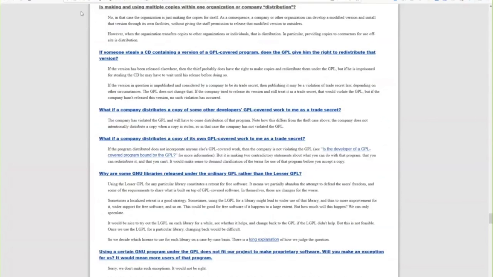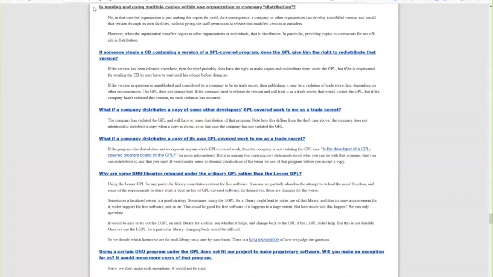So in their FAQ, the FSF says, is making and using multiple copies within one organization or company distribution? No, in that case, the organization is just making copies for itself. As a consequence, a company or other organization can develop a modified version and install that version through its own facilities without giving the staff permission to release that modified version to outsiders. However, when the organization transfers copies to other organizations or individuals, that is distribution. In particular, providing copies to contractors for use off-site is distribution.